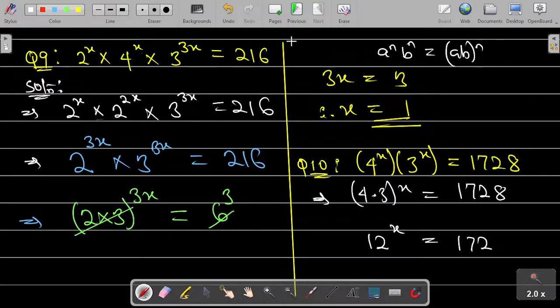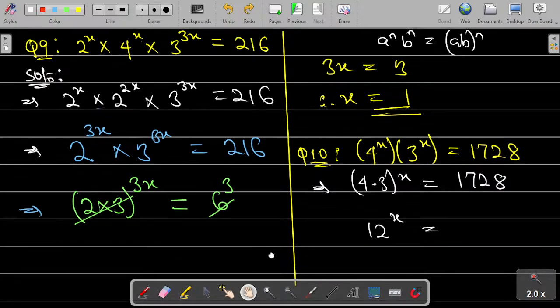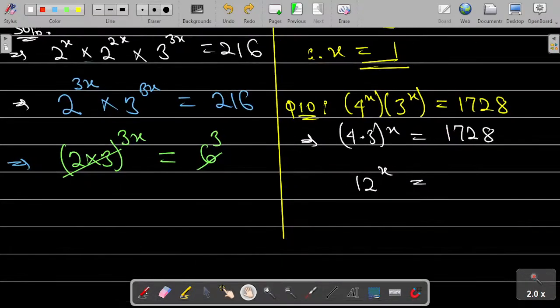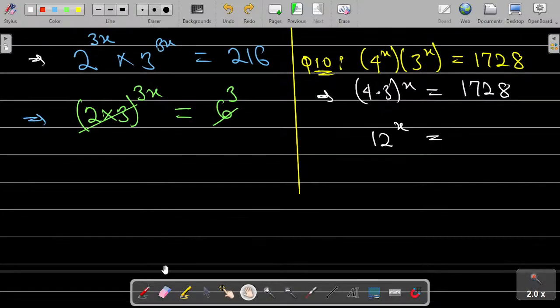But instead of writing that 1728, we will try to see if it is possible to write 1728 in index form where the base will be 12. So let's check that. All you need to do is multiply 12 by 12 and see if you are going to get 1728. So 12 times 12, times 12 again, it's giving us 1728. So we only have 12 to the power of 3, and you are done. So our x is now equal to 3.